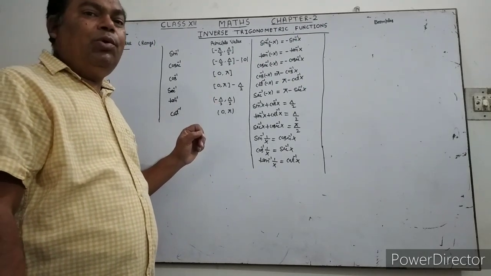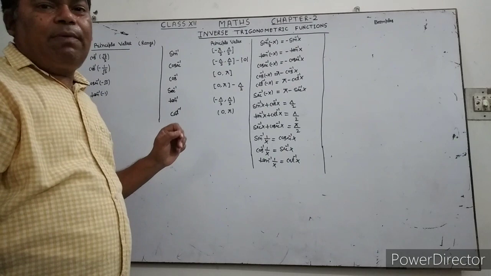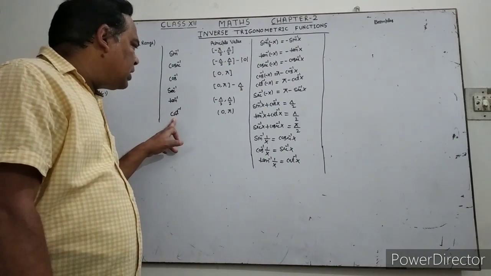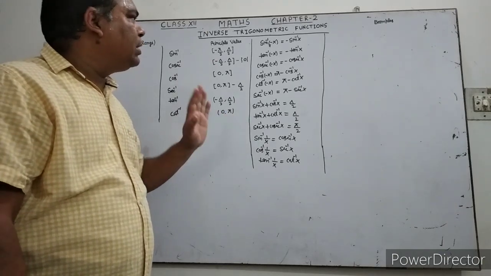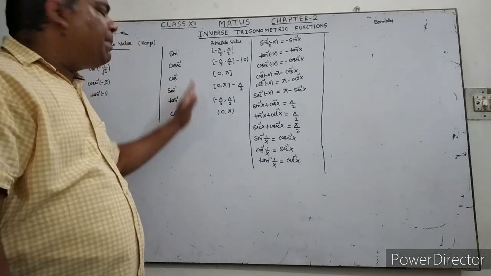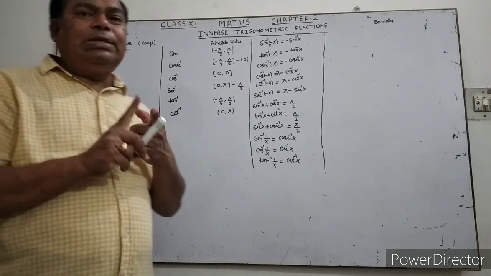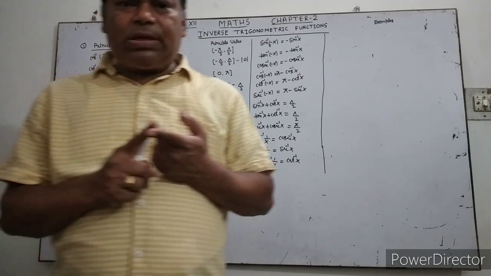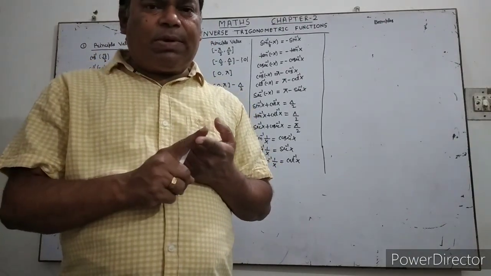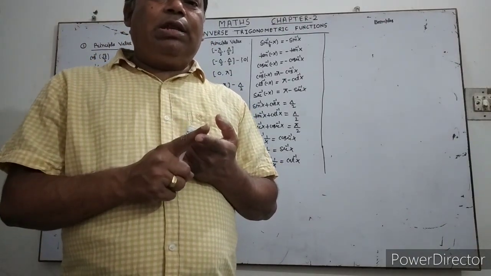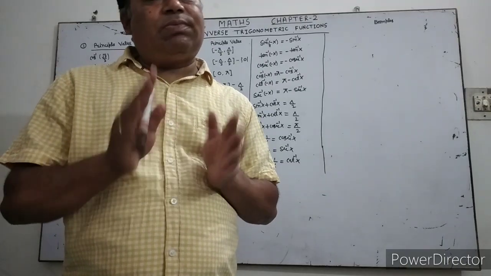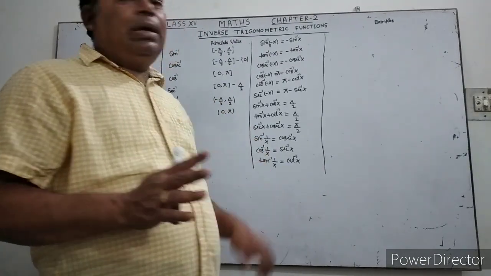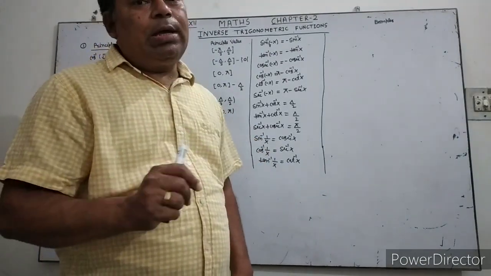In class 11th you know well what is a closed interval and what is an open interval. What is the range of the cot inverse function? 0 to π. Is it clear? You remember the range of the sine inverse, cos inverse, tan inverse, sec inverse, cosec inverse and cot inverse functions. Clear? Now we discuss some formulas.